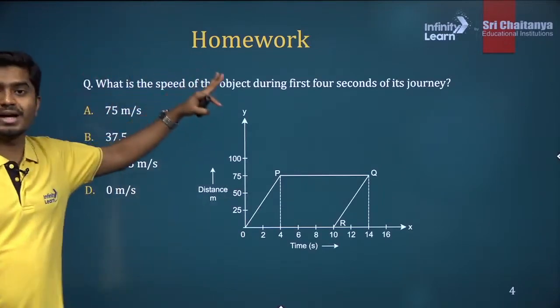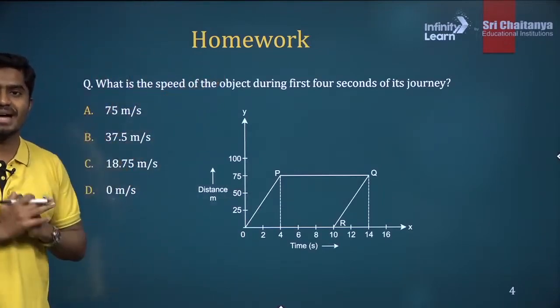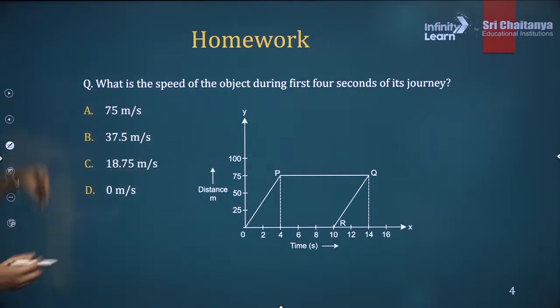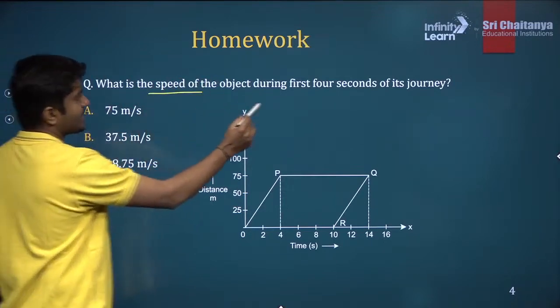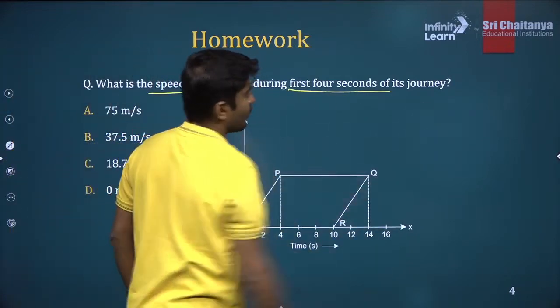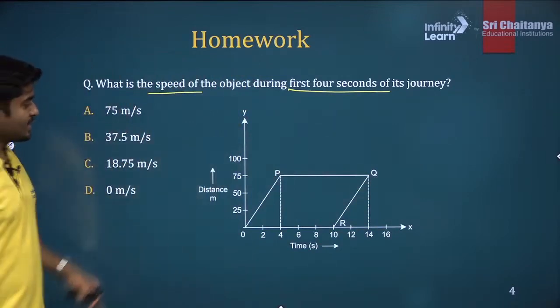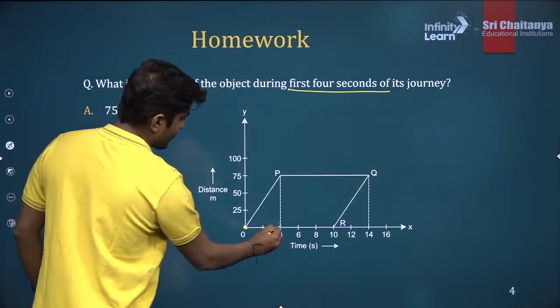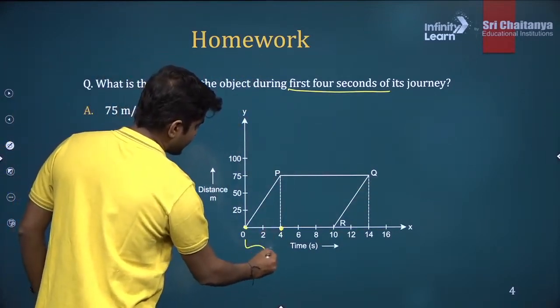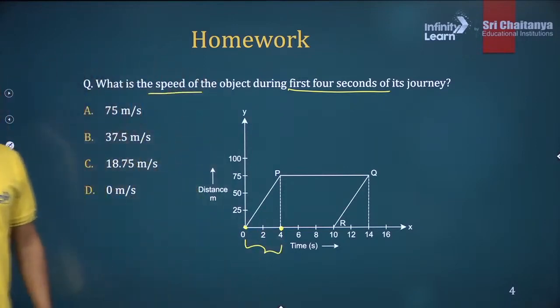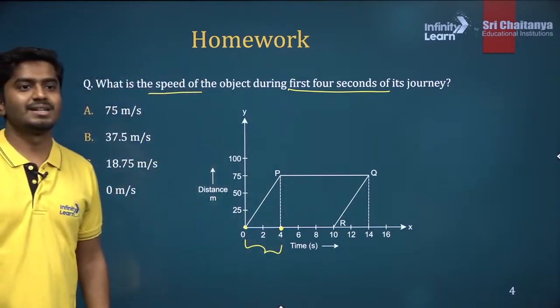This was the homework I had given you 2 days back. The question is, what is the speed of the object during the first 4 seconds of the journey? So these are the first 4 seconds. Within this time, what is the speed of the object?